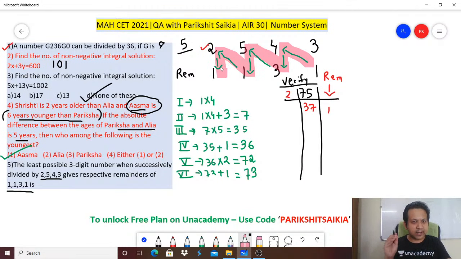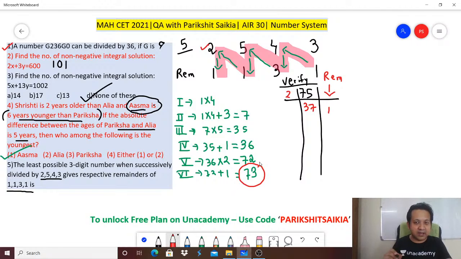Do you all get it? Yes? I hope you all understand. Next, you're going to divide by 5 and so on. So what is your answer? Your answer is 73.